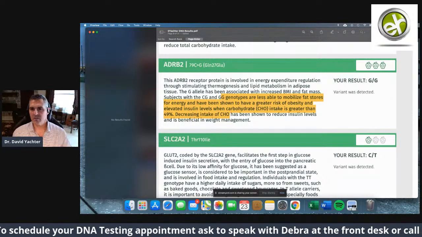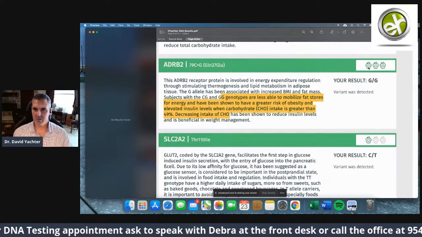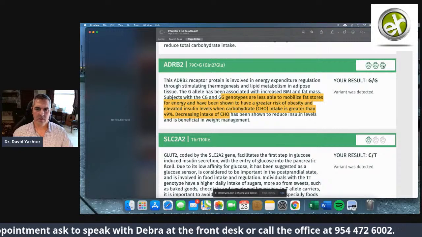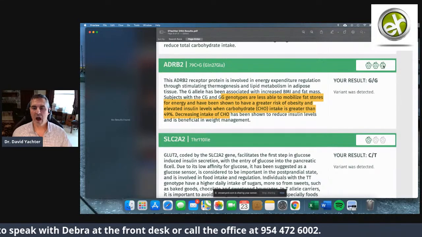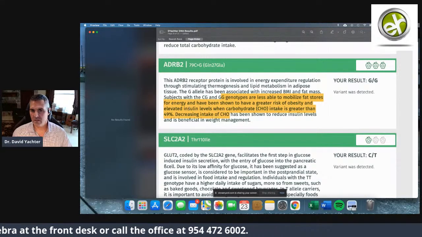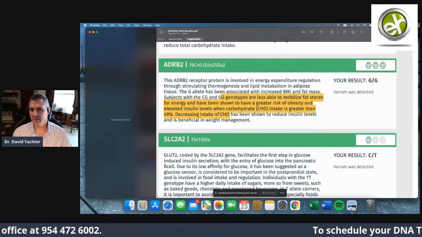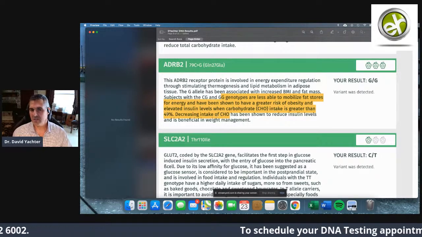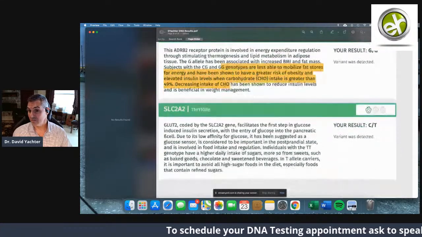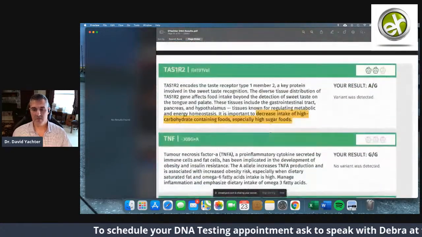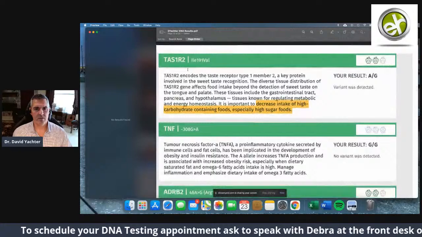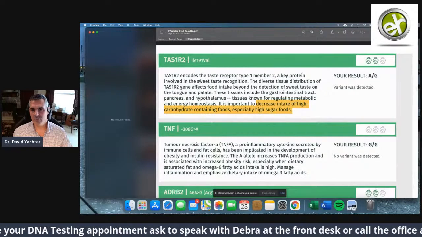So with this particular individual, you could see all three of these genotypes lit up, high risk for obesity and elevated insulin levels. So what does this person want to do? Decrease intake of carbohydrates. At least keeping the daily carbs under 49% helps you very specifically manage your weight. Here's another gene, TAS1R2.